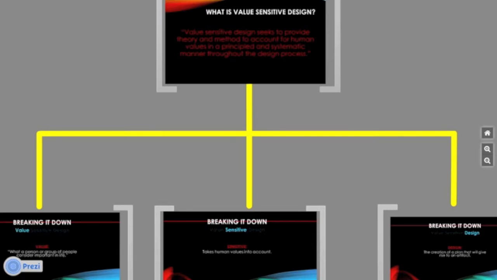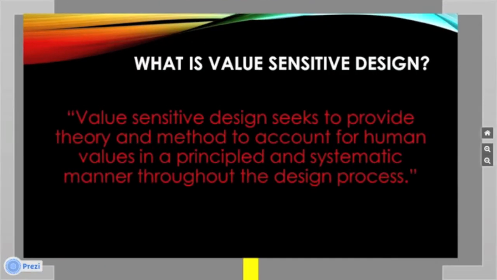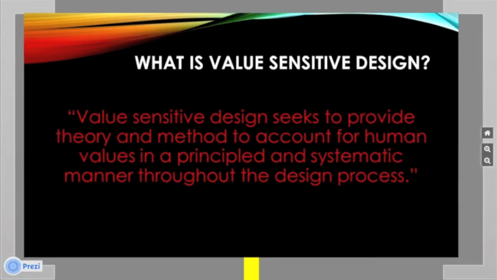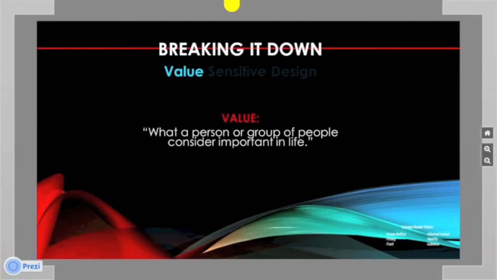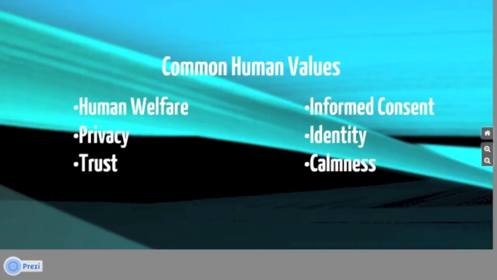On the official website of value-sensitive design, it is explained as the following. Value-sensitive design seeks to provide theory and method to account for human values in a principled and systematic manner throughout the design process. We broke down the three main aspects of value-sensitive design. A value is defined according to value-sensitive design as what a person or group of people consider important in life. Common human values that are emphasized by value-sensitive design are human welfare, privacy, trust, informed consent, identity, and calmness.